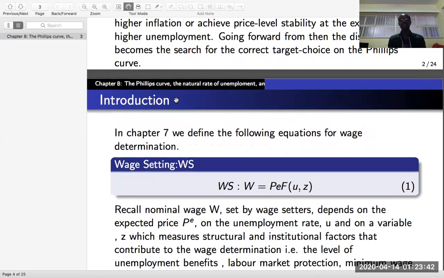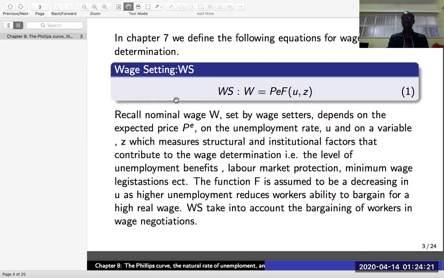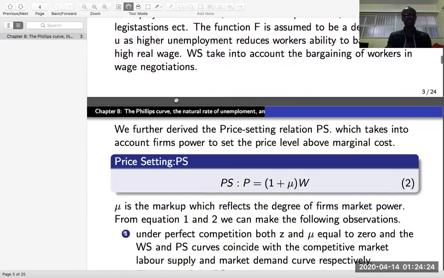In chapter 7, you recall that we discussed wage setting and price setting. In wage setting, we said wage was a function of expected price, catch-all variables, and unemployment. You remember that the catch-all variable measures the structural and institutional factors that contribute to wage determination: the level of unemployment benefit, labor market protection, minimum wages, legislation, etc. The function F is assumed to be decreasing in unemployment, as higher unemployment reduces workers' ability to bargain for higher wages. Wage setters take into account the bargaining of workers in wage negotiation.